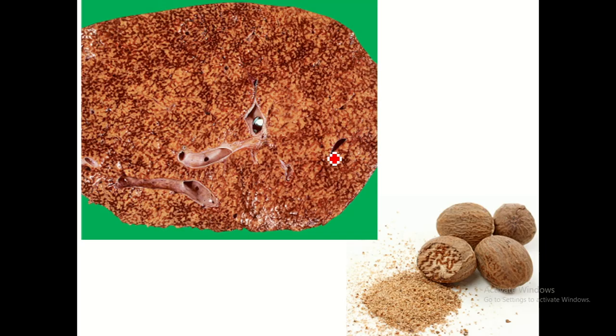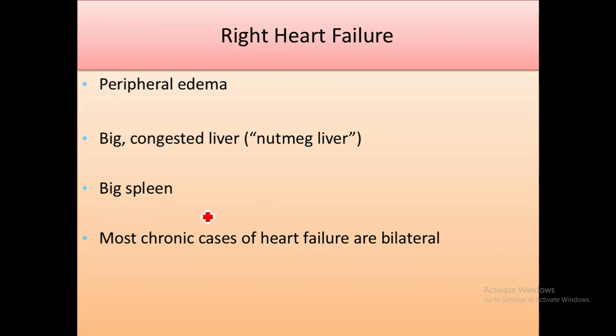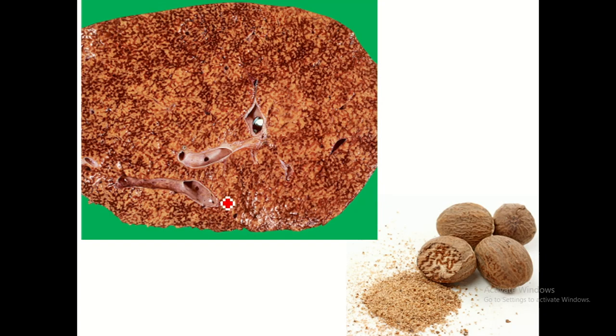Why? Because see, this is the cut surface of a nutmeg. It has darker and alternate lighter and darker areas. Same way here, there are darker and lighter areas. Darker areas are nothing but the collection of blood. This is called nutmeg liver. There will be splenomegaly also, and most chronic cases of heart failure are generally bilateral. So this is about classification of heart disease and heart failure, right and left.